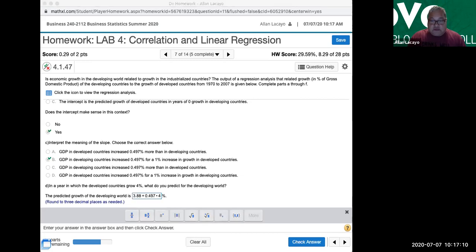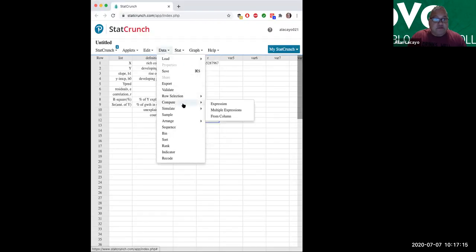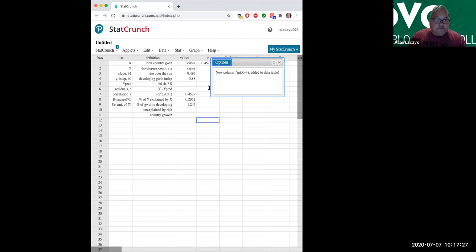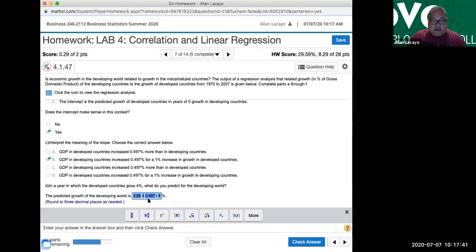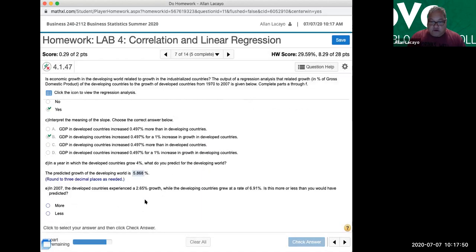So what I'm going to do is go back to StatCrunch and go to Data, Compute Expression, and paste the expression, and that's going to be my predicted value for x being 4. So when x is 4, when developed economies grow at 4%, developing economies grow at 5.868%. So that takes me back to the homework, and I'm going to put there 5.868, just like my calculation told me to, and it's going to give me a nice work.